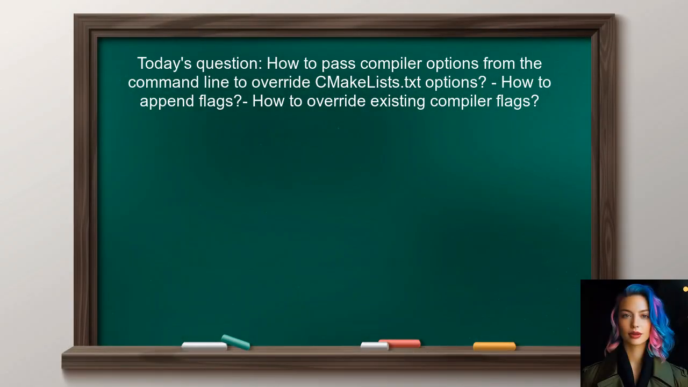Here's the specific question we're addressing today. One user asked how to pass compiler options from the command line that would override the options set in the CMakeLists.txt file. They want to know how to append flags and override existing compiler flags. Sound familiar? Let's dive into this together.